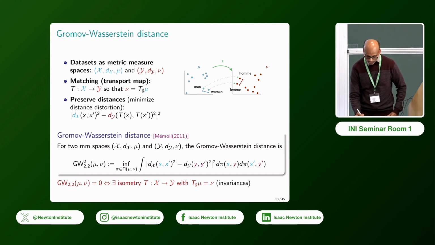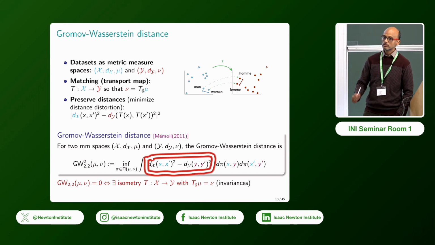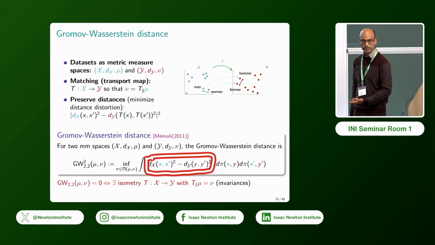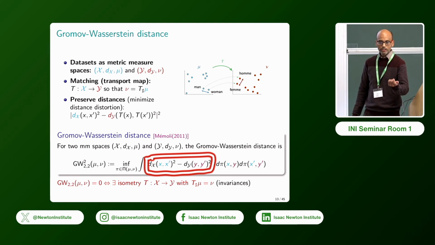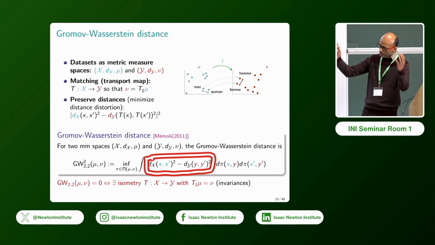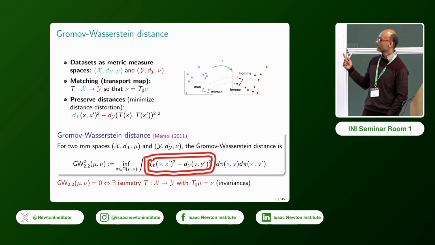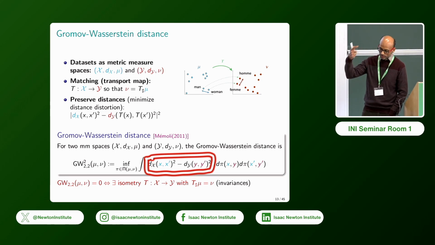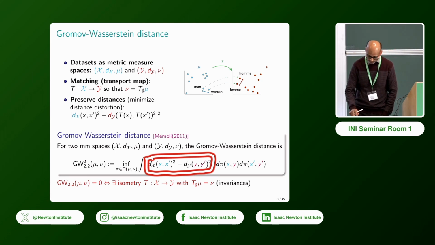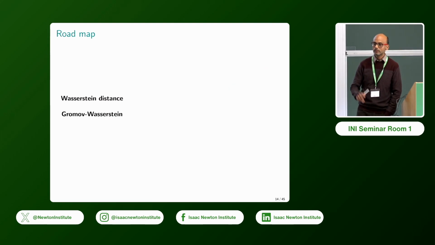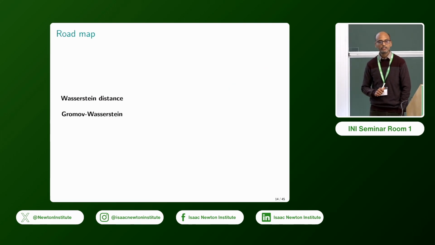So if this is 0, which means this cost is 0, then we have an isometry such that T also is a transport map. So that defines a set of equivalence classes, and the Gromov-Wasserstein is a metric on the equivalence classes of metric measure spaces. Feel free to stop me if you have any questions in between.